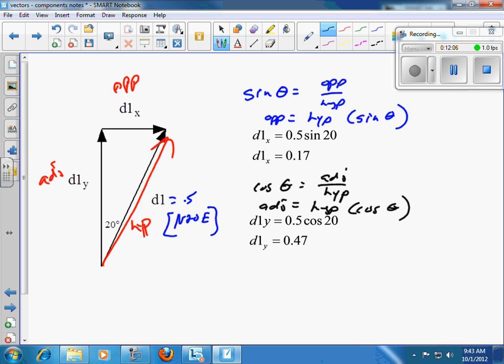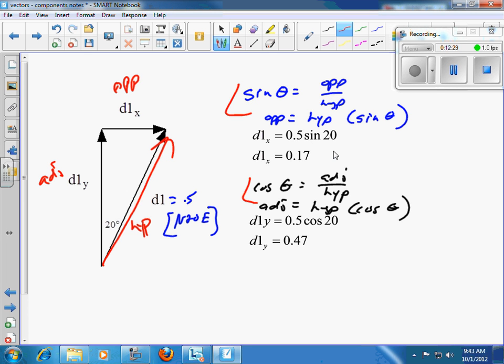Eventually, you probably don't need to be writing down these steps here, right? You should be able to just see, okay, it's opposite. D1y is going to be 0.5 cos 20. Or if it's opposite, sorry, it'd be D1x is 0.5 sine 20. All you really need to show me is those two typed steps, okay? This is just for people that are a little bit confused here. All I really need to see is those two things.